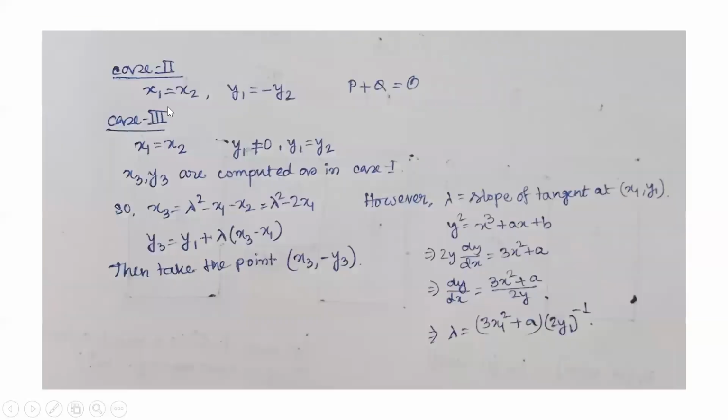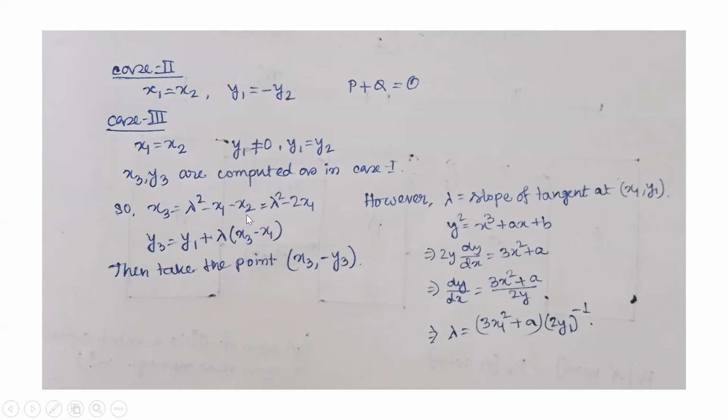And then in case 2, where y1 is equal to minus y2, this case can be handled by default, where we assume that such two points are inverses of each other, and their sum is nothing but the identity element, the point at infinity. And in case 3, x1 is equal to x2 and also y1 is equal to y2, so P plus P is being performed. Then x3, comma y3 are computed in the same manner as in case 1, so x3 is lambda square minus 2x1.